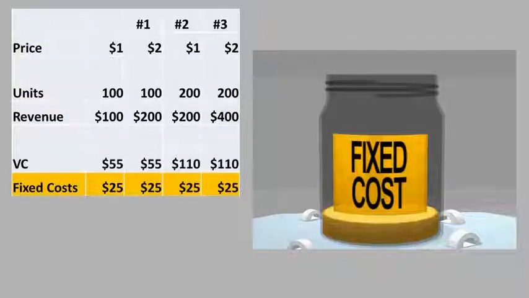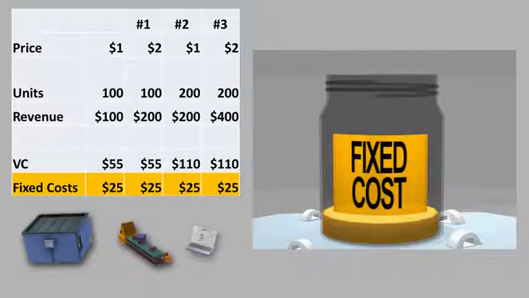Fixed costs are costs that do not change based on the number of units sold. We can represent them as a solid layer in the jar. These include buildings, equipment, software, and other similar costs.